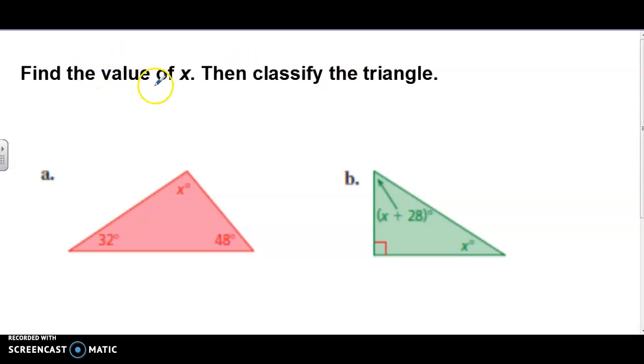So it says find the value of x, then classify the triangle. So we have these three angles here. We know they're going to add up to 180 because they're the three interior angles of a triangle. So we'll add these up. That would be 80 plus x equals 180, and x equals 100.